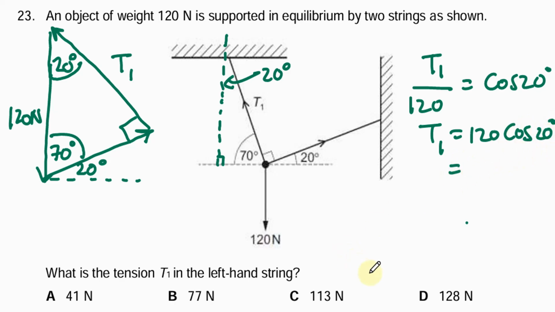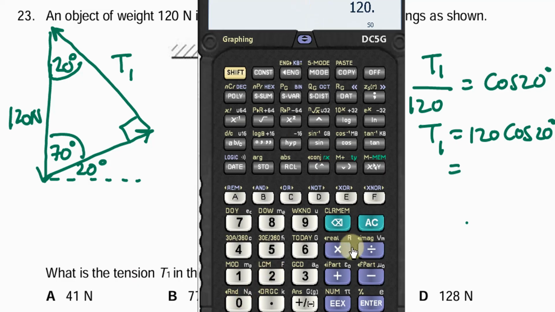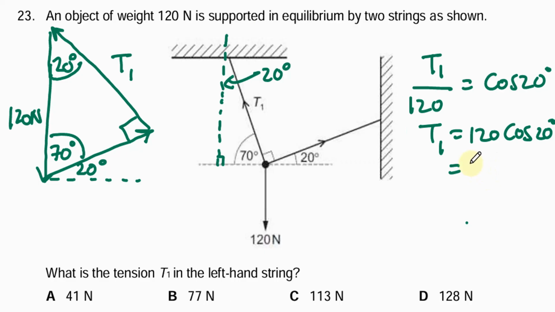We can do this on a calculator. And it comes to 112.76 newtons. And we can see that this value rounded off gives us 113 newtons, so the answer is C.